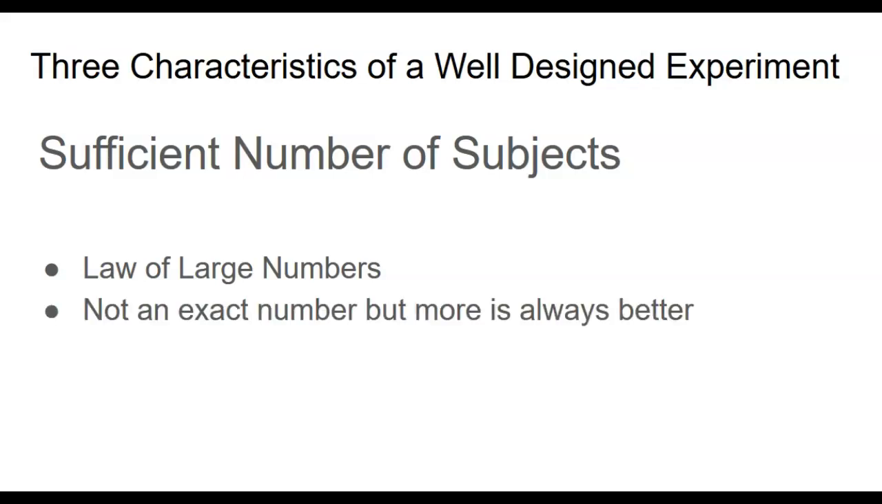The second characteristic is sufficient number of subjects. This comes from the law of large numbers. You may remember this law from studying probability in Math 2. The law says that the average of the results obtained from a large number of trials should be close to the actual value, and will tend to become closer to that actual value as more trials are performed. This is not a single set number that should always be used, but does imply that more is always better.